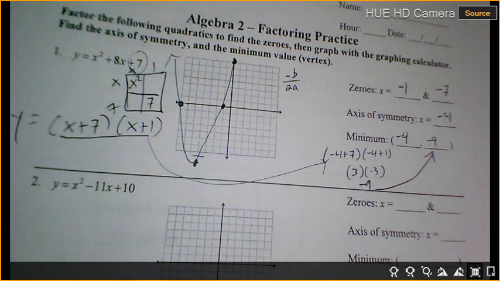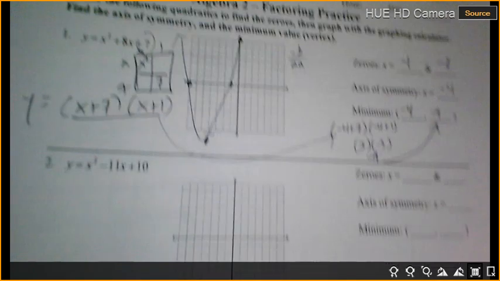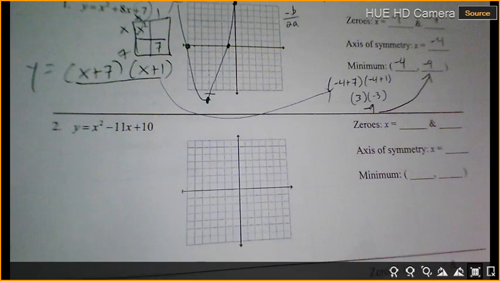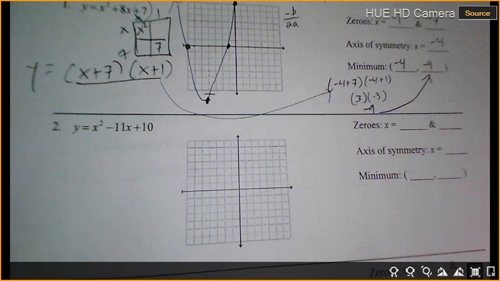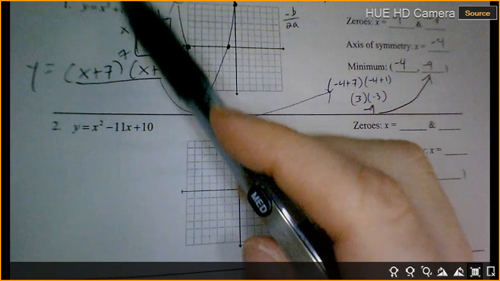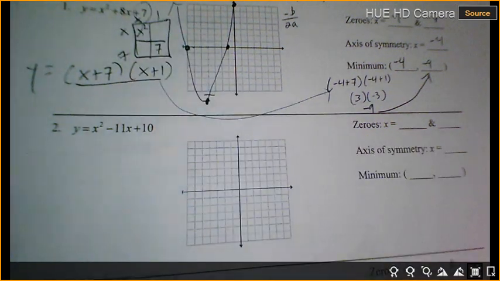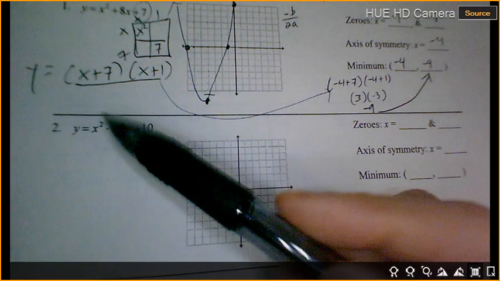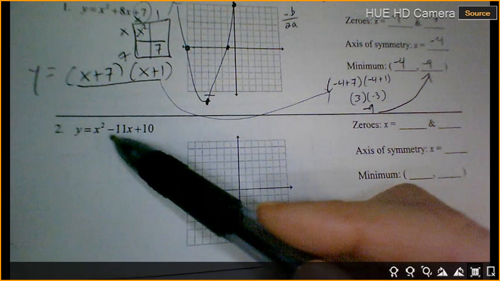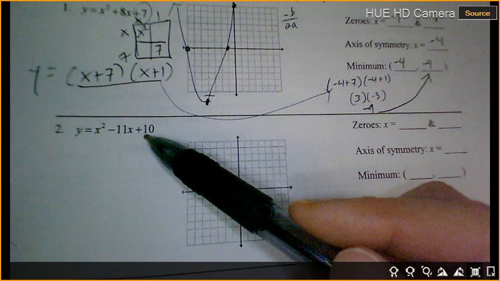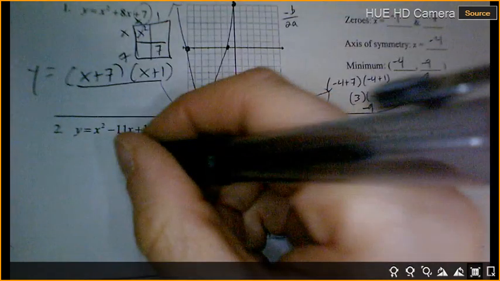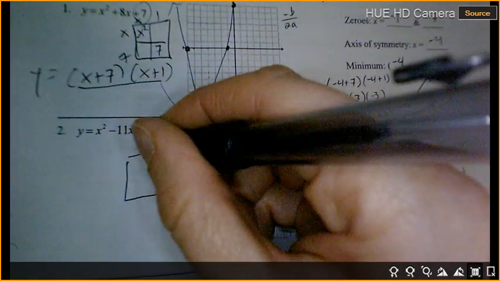Let's try another one. I feel like the hardest part of this is probably the factoring because it probably takes the longest. So I do want you to notice both of these were positive. 8x and 7 were both positive. So I ended up with 2 positive answers. The next one down here, this is -11x and +10. So what do you think we're going to end up with? Both my things are going to be what?